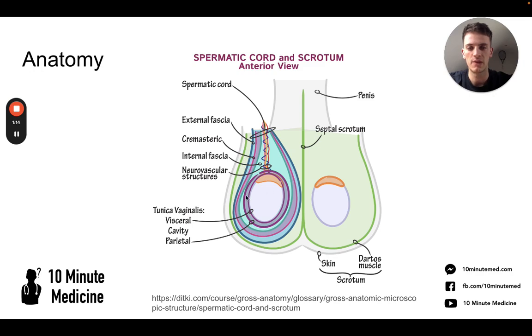Deeper to that, we have the testis. So we have the tunica vaginalis, which is the layer that invaginates the testis, which is how I remember it. And then deep to that is the actual fibrous layer of the testis itself, the tunica albuginea. And albuginea means white coat in Latin, I think. So that's just how I remember: the outer layer is the vaginalis, and the inner fibrous layer of the testis is the albuginea.